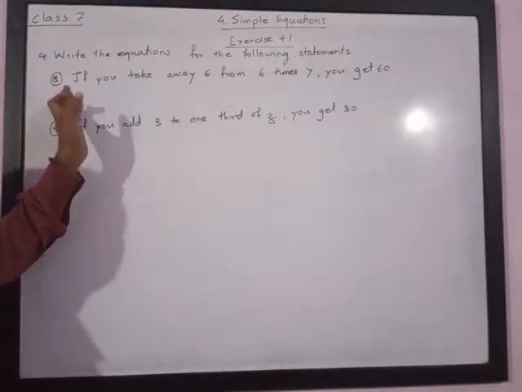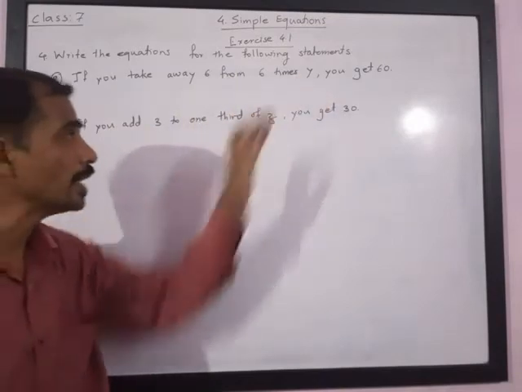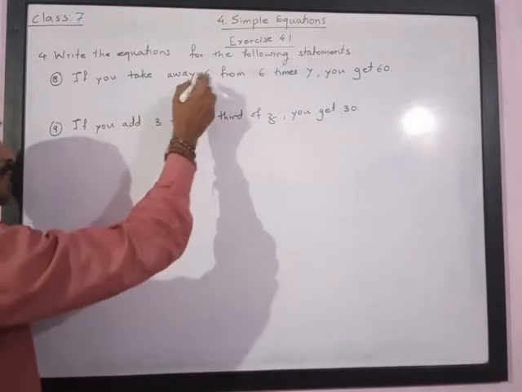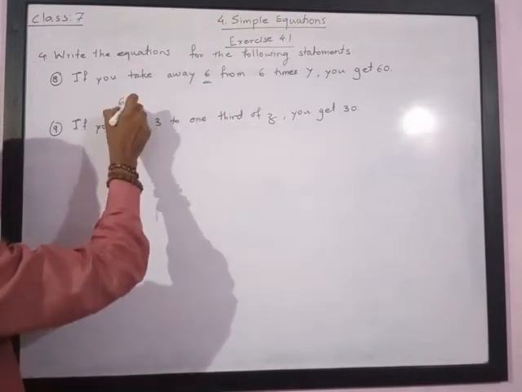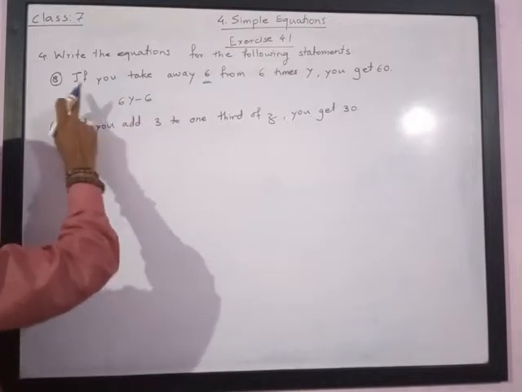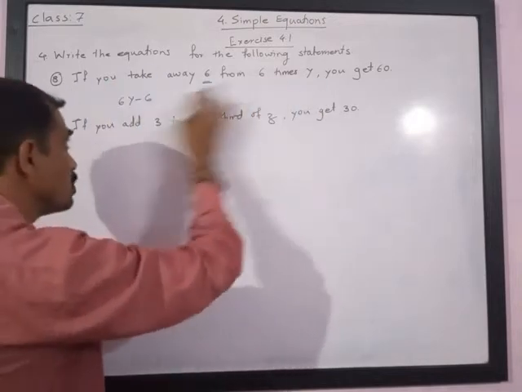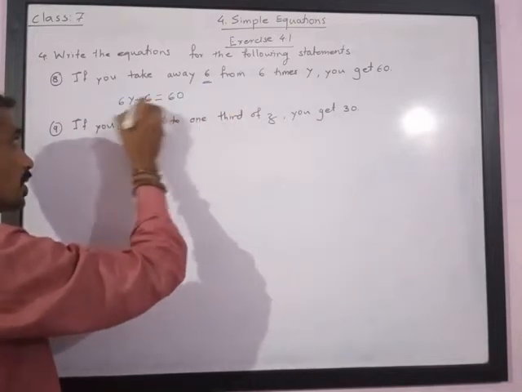Next is if you take away 6 from 6 times y. So 6 times y means 6y, and if you take away 6, we have to subtract 6 from 6 times y, that is 6y minus 6. Try to understand this. If 6 is taken away from 6 times y, you get 60. So this is equal to 60.